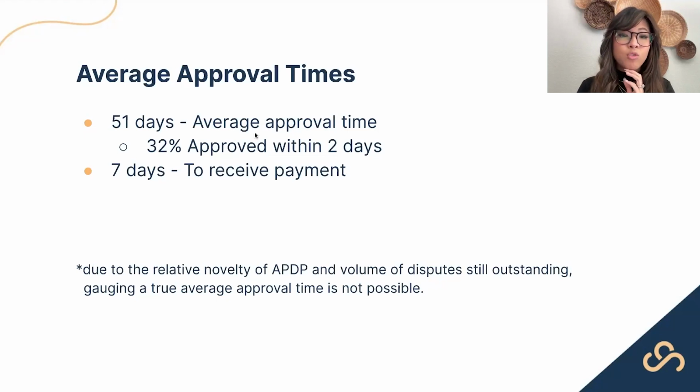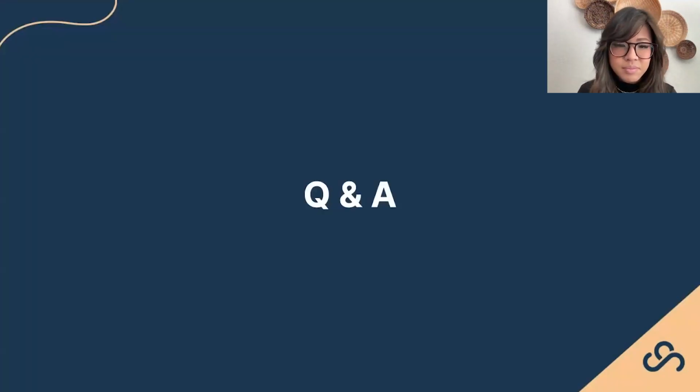On average, once you've gotten approval from Walmart, it takes about 7 days to actually receive payment. And this is true 90+% of the time. So if you are taking longer than 7 days to get the payment after a dispute has been approved, there are ways to reach out to Walmart and make sure that you're getting paid on those approved disputes. And again, we're always happy to share that resource with you.